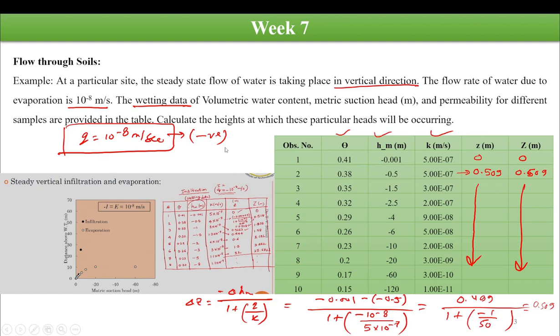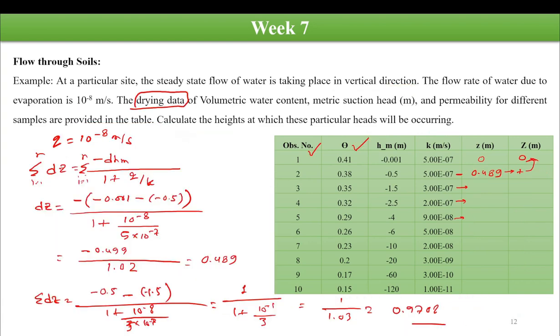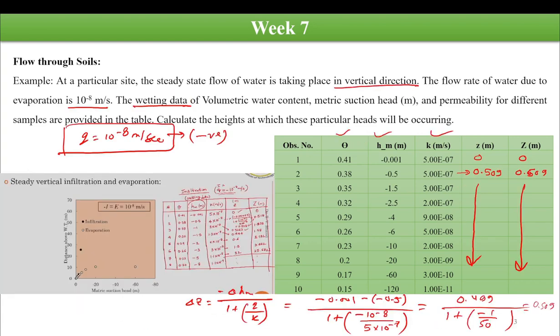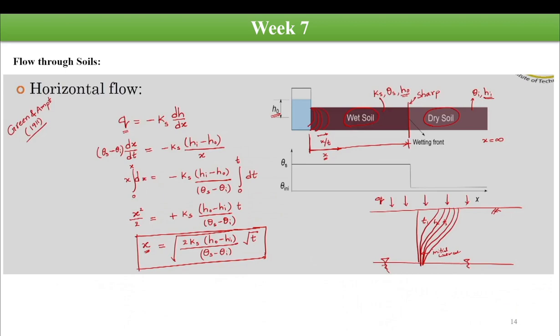Moving further with this question, we solve the numerical for the drying data. We solve the numerical for the wetting data, and now we are on the concept of this wetting front.